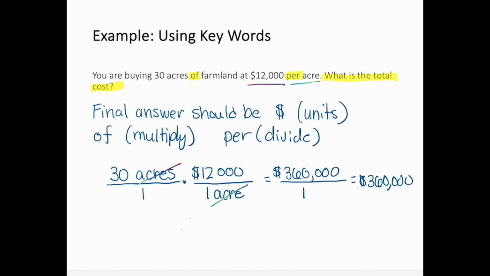And notice that we wanted to make sure that we had dollars in our final answer, and we do. So we can write it with the dollar symbol, or we can actually write it like this. It doesn't matter. We can write it out in words.